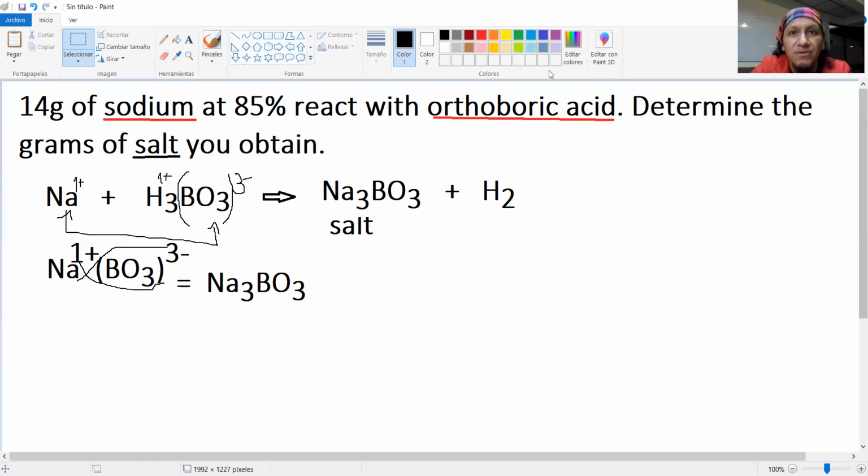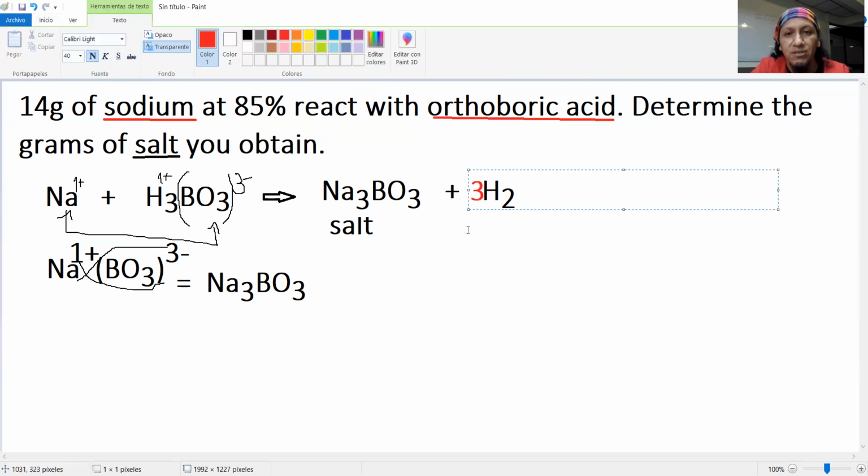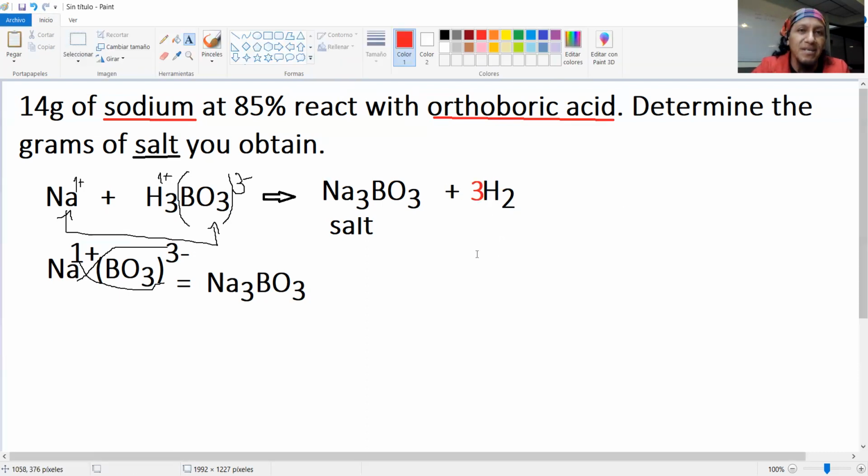I'm going to use a red color for doing so. We balance the gases first in this type of reaction. So I have 3 hydrogens, 2 hydrogens on both sides. I need to balance them. I'm going to put a 3, because 3 times 2 is 6. I have 6 moles of gas there. And then you put a 2 here, so it's 2 times 3, 6 oxygens, it's balanced.